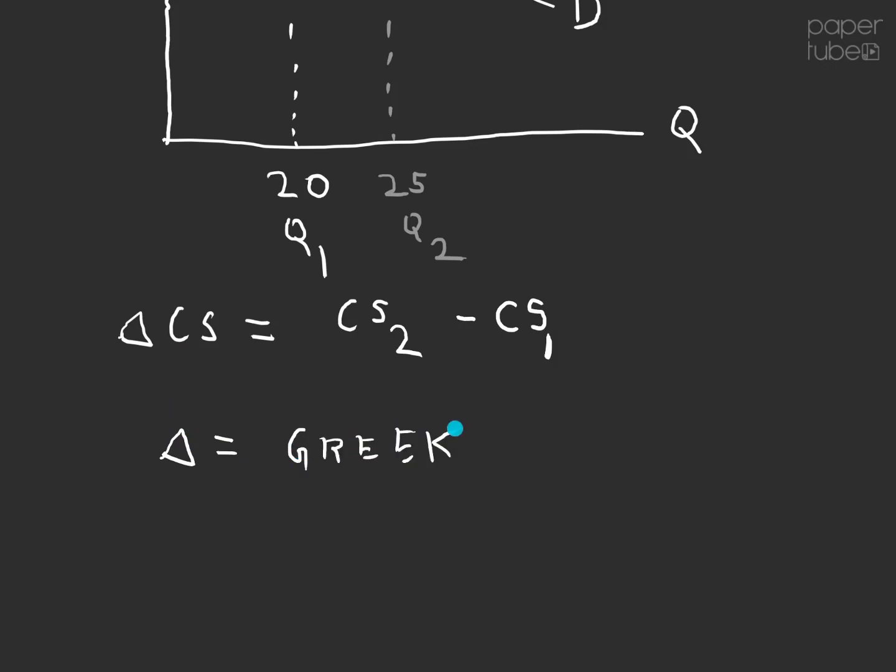And we're using a Greek delta. That triangle there is a Greek uppercase delta. And we use the Greek uppercase delta anytime that we want to denote a change. So a Greek uppercase delta means change.